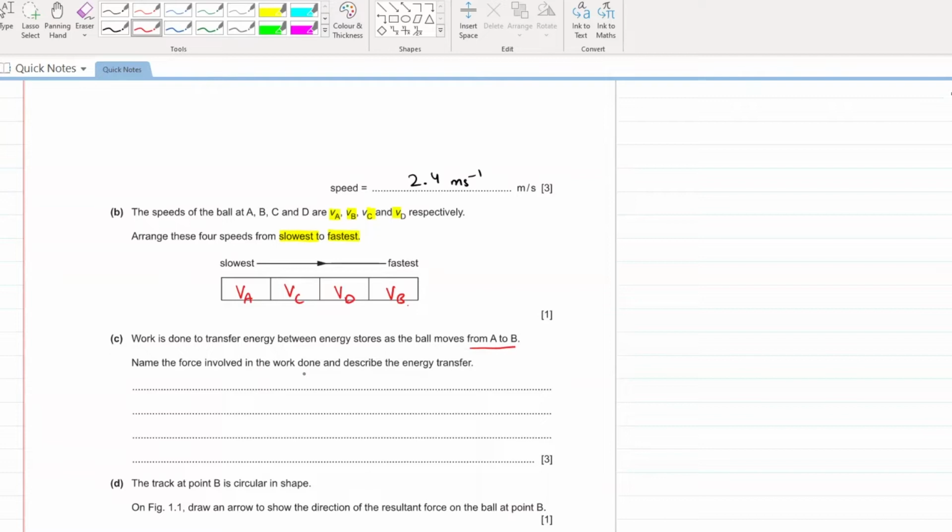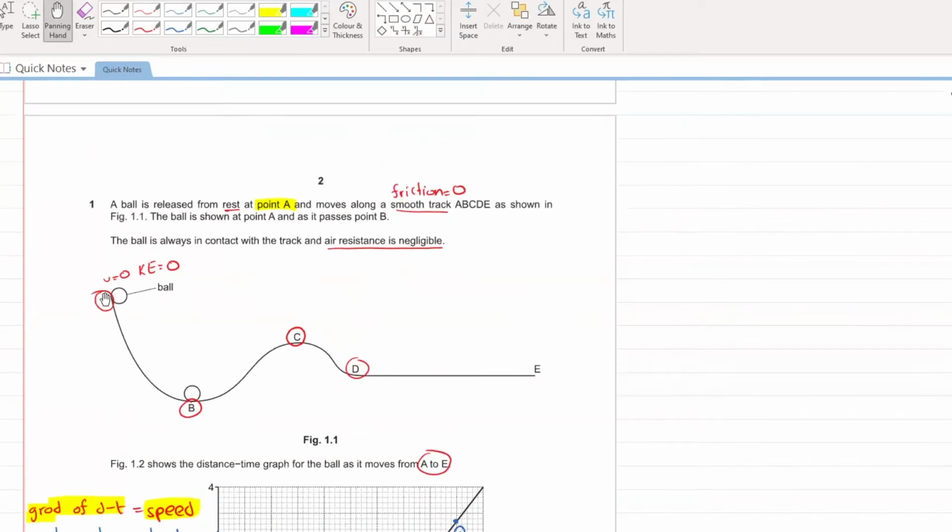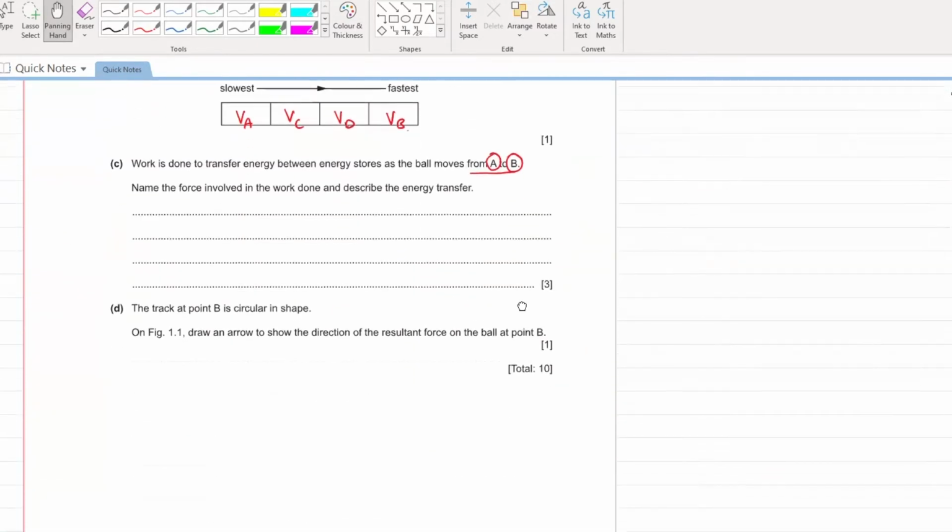Work is done to transfer energy between energy stores as the ball moves from A to B. Name the force involved in the work done and describe the energy transfer. As we are going from A to B, what is happening? If you see, we are losing height. Gravitational potential energy is decreasing, and there is an increase in kinetic energy. Perfect. Let's move ahead.